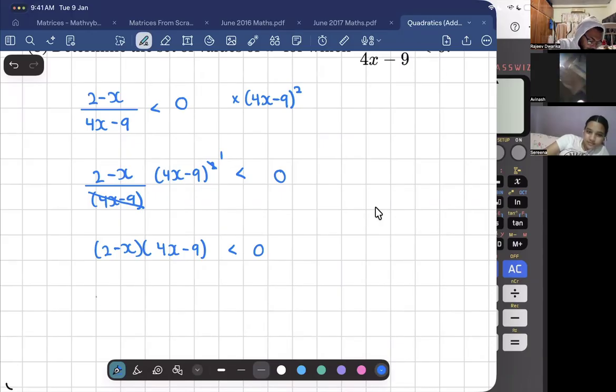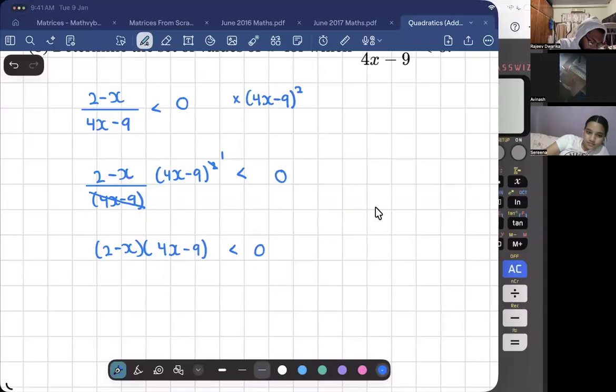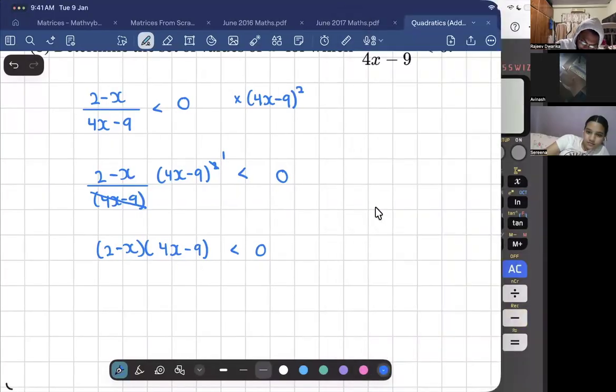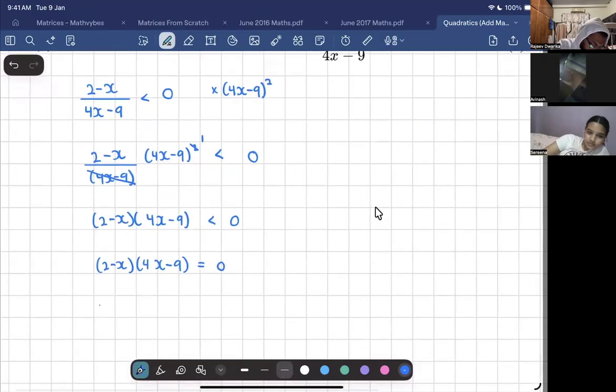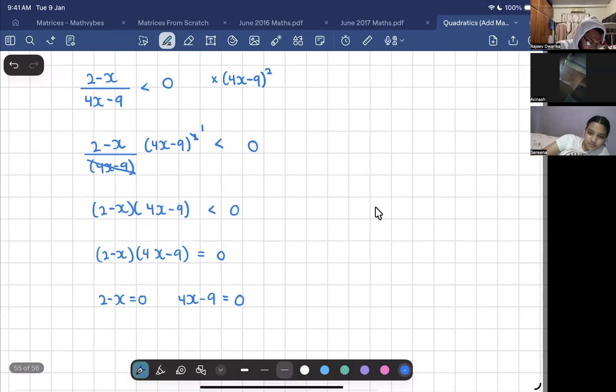I would write (2 minus x) by (4x minus 9) is equal to 0, right? And then I would solve. So I'd say 2 minus x is equal to 0, and I would say 4x minus 9 is equal to 0, right. Avinash, how would I make x the subject of the formula here?